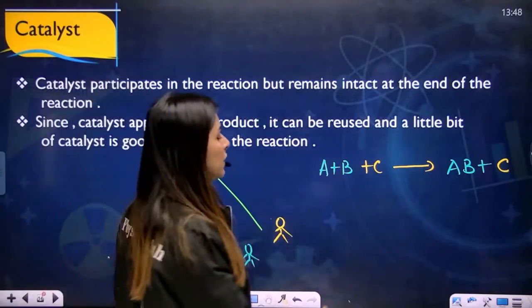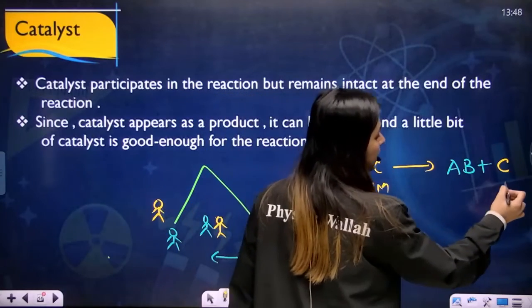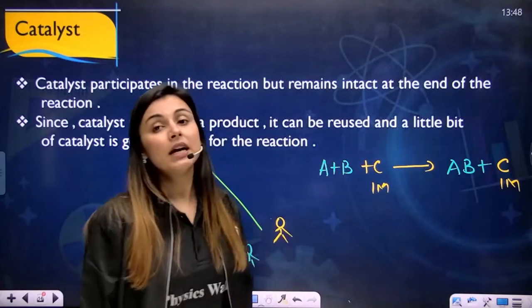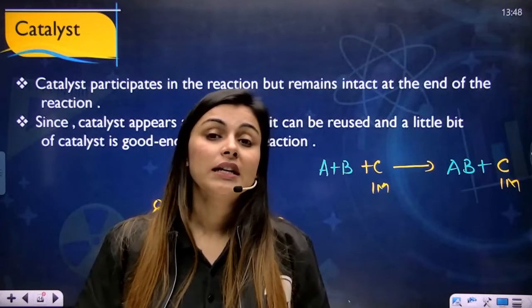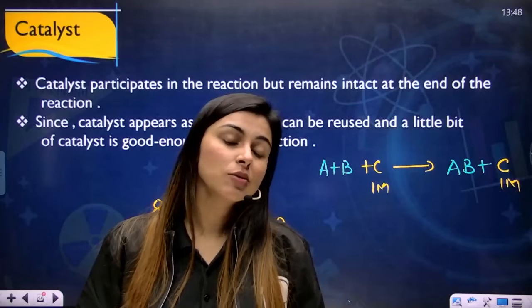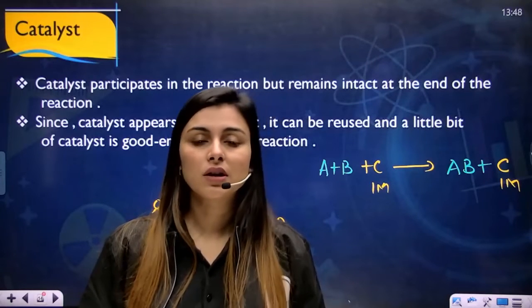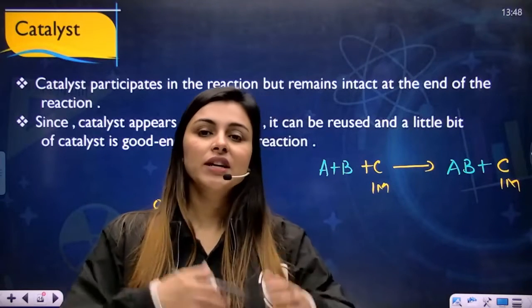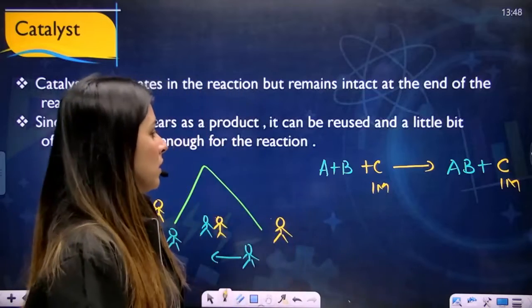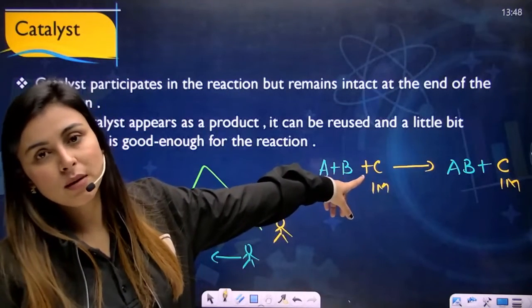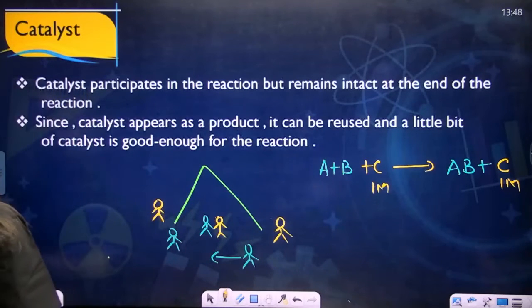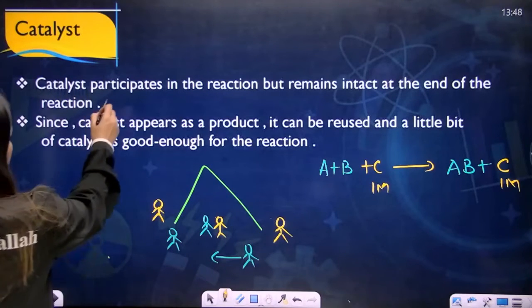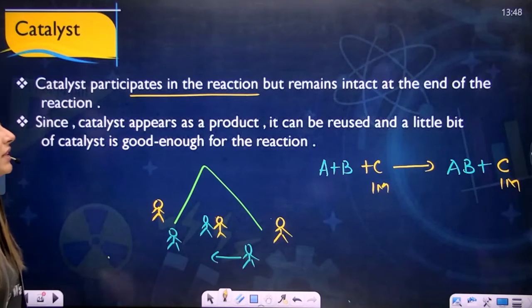If this was 1 molar in the starting, this will be 1 molar in the end, and you can reuse this catalyst because it does take part in the reaction, but it does not come in the product form. It again and again regains itself and you get the same amount of catalyst on the product side. Okay, so this is what a catalyst does. Catalyst participates in the reaction, yes, but remains intact at the end of the reaction.